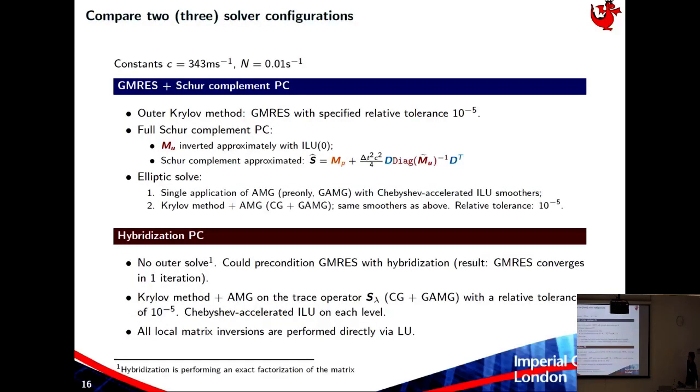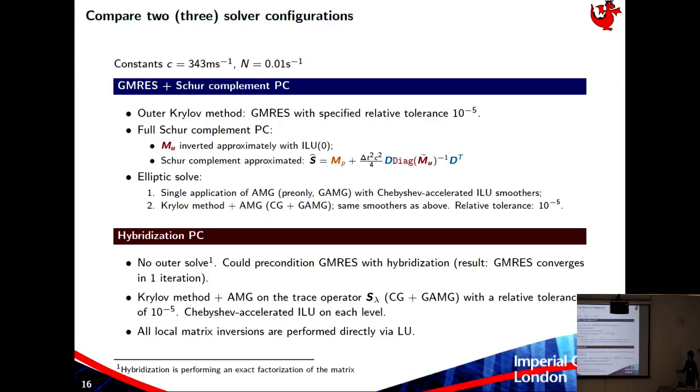All right, so some solvers. I'm using an approximate Schur complement preconditioner, and I'm wrapping that with GMRES. In the elliptic solve, I wanted to try two things. I wanted to just do a single application of AMG on the Schur complement, and I also tried one where I have a Krylov method, like the conjugate gradient method, preconditioned with that same multigrid preconditioner. This is just with GAMG in PETSc with Chebyshev accelerated ILU smoothers on the different levels. And for the relative tolerance, I solved to 5 digits of accuracy, which is typical in atmospheric models.